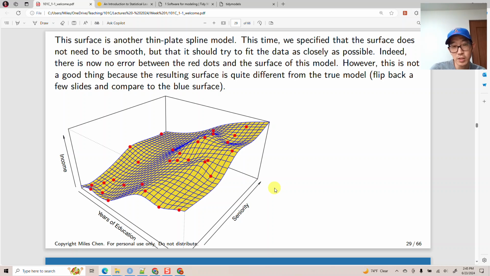And so when you look at this, now there's no error because the surface goes through every red dot perfectly, okay? But now we have this bumpy surface. This bumpy surface is saying that as seniority increases, your income is going to go up, then back down, and then back up again, okay? As your years of education increases, it goes up and then down and up and down and up. And that's not really how the true relationship works, right?